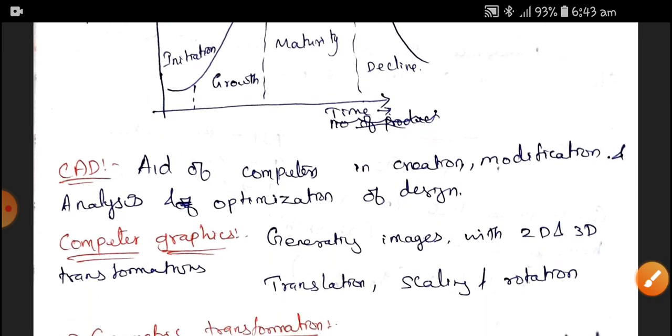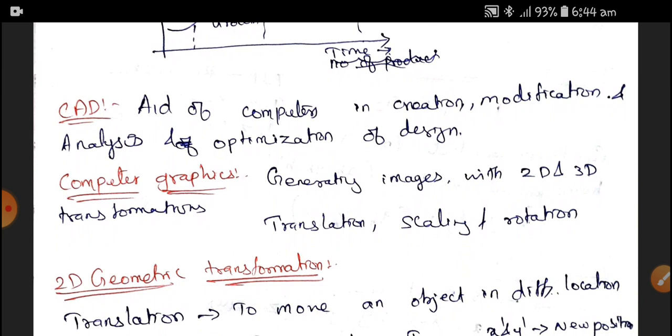Next is CAD. CAD, with the aid of a computer, is used in the creation, modification, analysis and optimization of a design. As I said earlier, AutoCAD, Creo, NX, and CATIA are some of the CAD tools. It is used for creating a model, and modification, analysis and optimization of the design can be done with the aid of a computer.